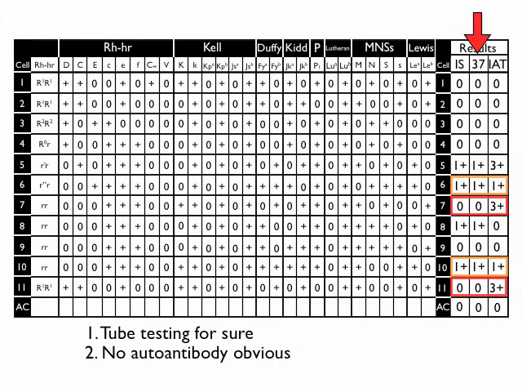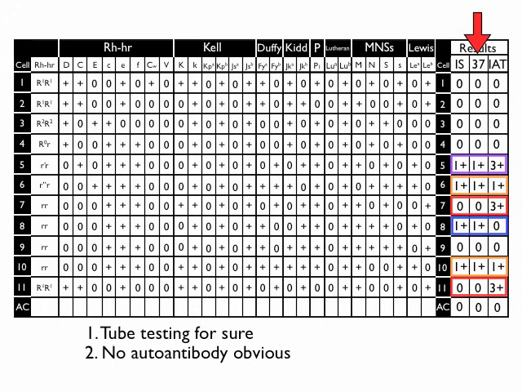In cells 6 and 10, we've got across the board 1+ positivity in all three phases. That doesn't add up with the other one. In cell 8, you've got purely immediate spin and 37 reactions with a negative AHG. And in cell 5, you've got weak at immediate spin and strong at IAT. You look at a pattern like this, it's abundantly clear that this pattern is variable.